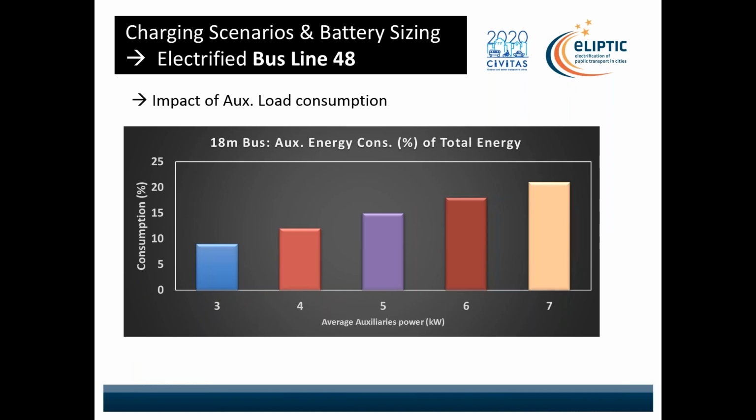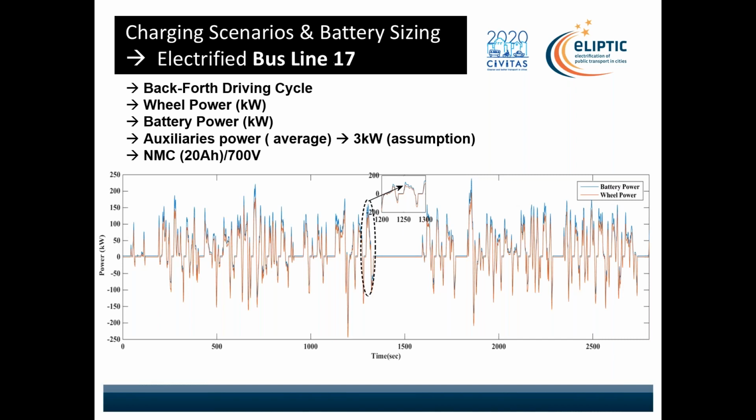And we also did the same analysis for the articulated bus for the auxiliary. As you can see here, the trend of varying auxiliary power. If we start with 3 kilowatt, the average consumption is around 9%. If you go for 7 kilowatt, the average consumption for the auxiliary is around 22%. Of course, if you have another weather condition, that could also be included as a constraint in the optimization. So this is regarding the articulated bus.